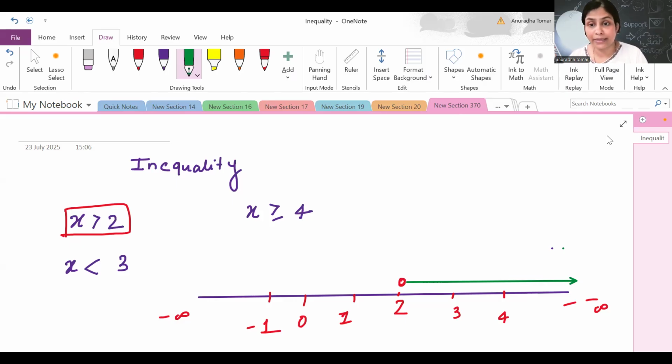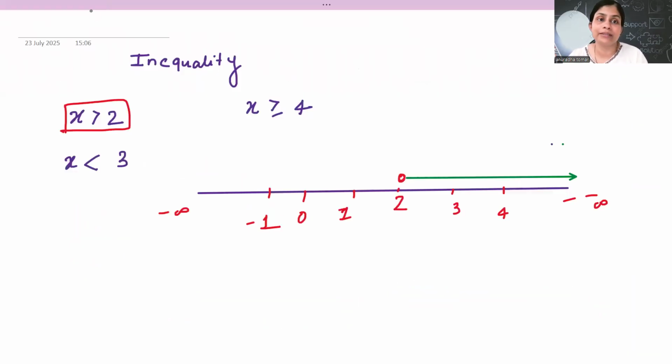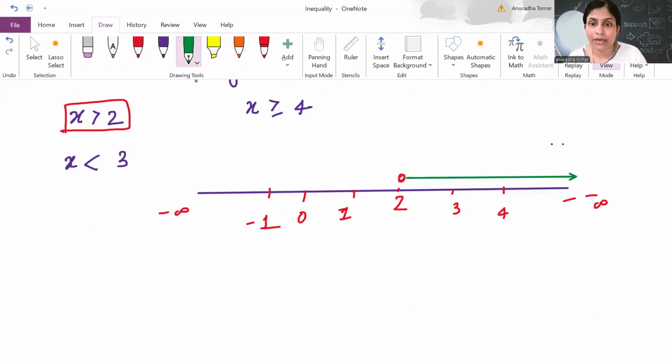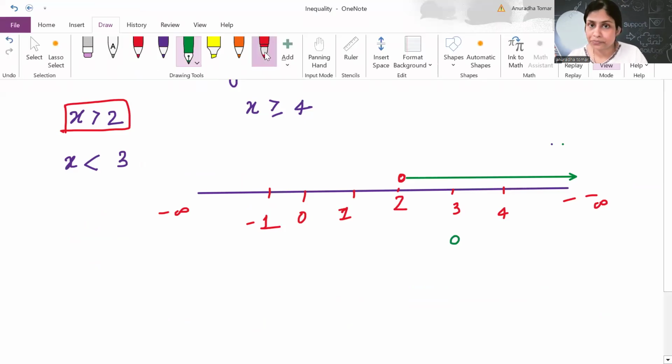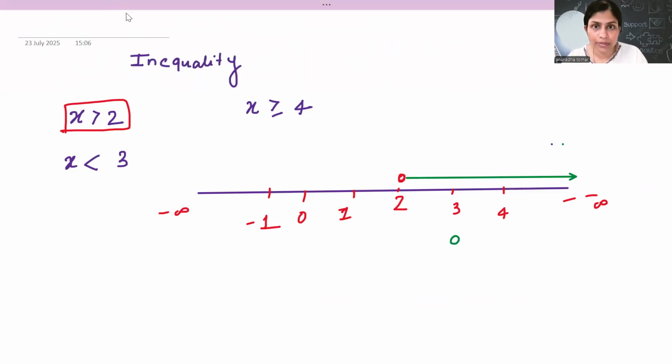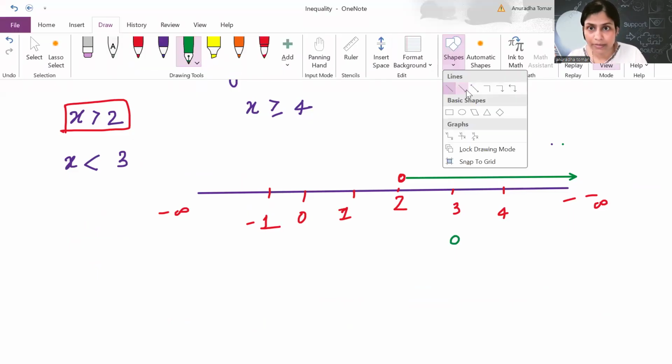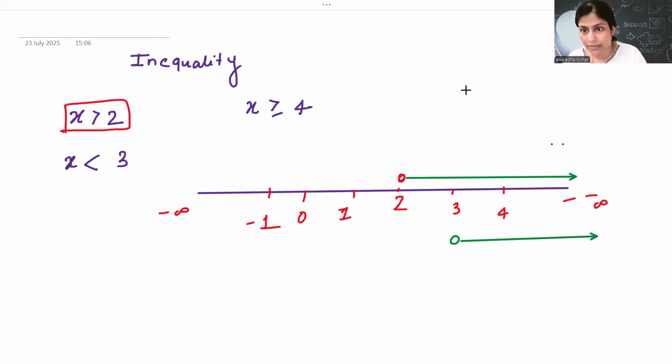Now x greater than 3. If x is greater than 3, if I want to represent that, how do I represent? Then it will be here, and then we can directly draw a line. Then this means x greater than 3. So here 3 is not included.